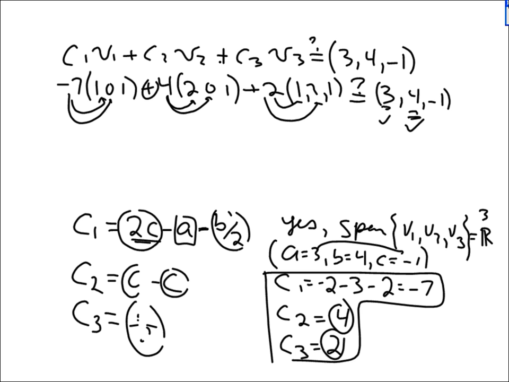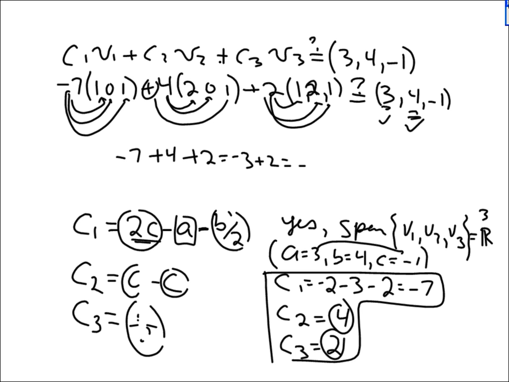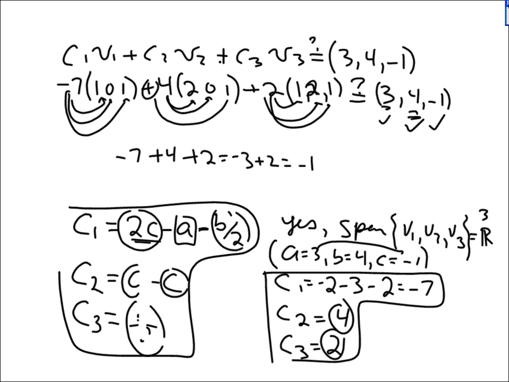Let's look at the last component. -7 times 1 is -7. 4 times 1 is 4. That's -3. Plus 1. Plus 2. -3 plus 2 is -1. So yeah, I found it. This here down here is the recipe. I solve for C1, C2, and C3. And you plug in any A, B, and C, and you'll get C1, C2, C3.